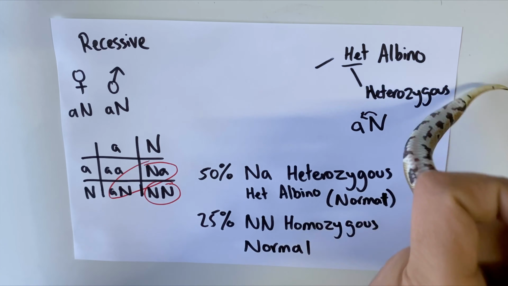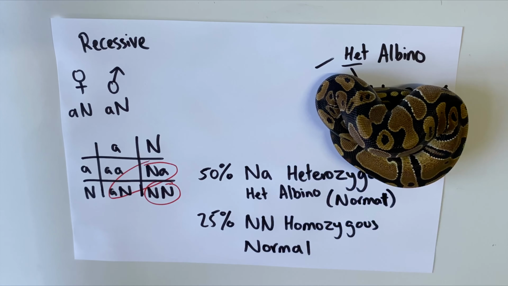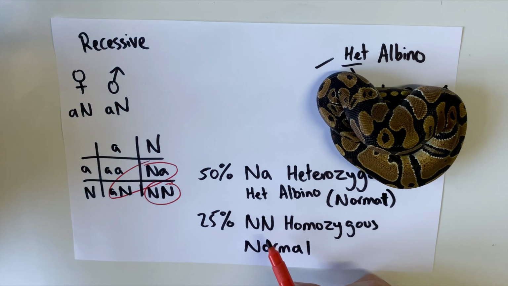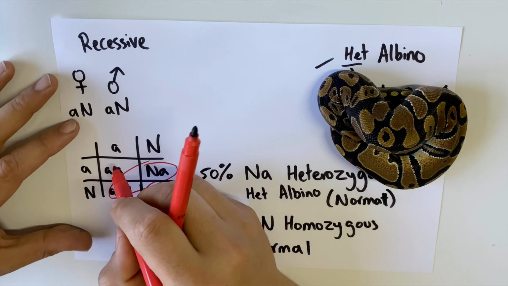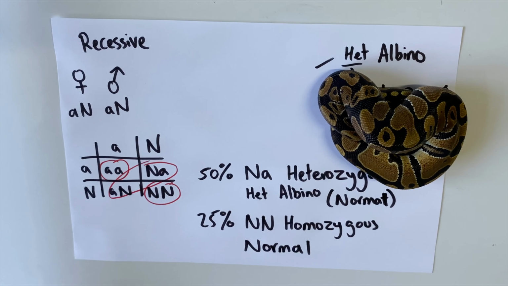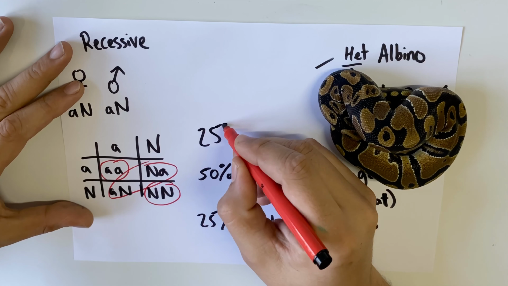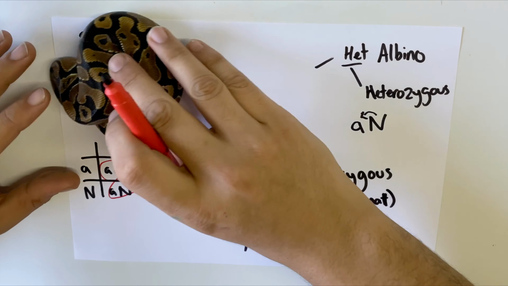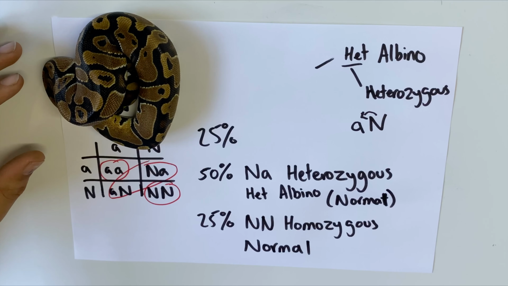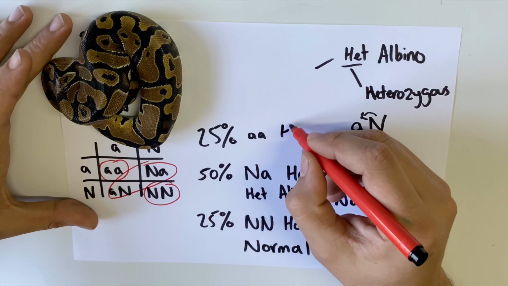So that 25% will be homozygous normal. So it would appear normal, just like this one, but would not be carrying the gene for albinism. And then finally, in our Punnett square, we see this here, which is little a. Again, 1 in 4, so 25% of a pairing between a het to a het, right? So two heterozygous animals, we would expect to see little a, which is homozygous.